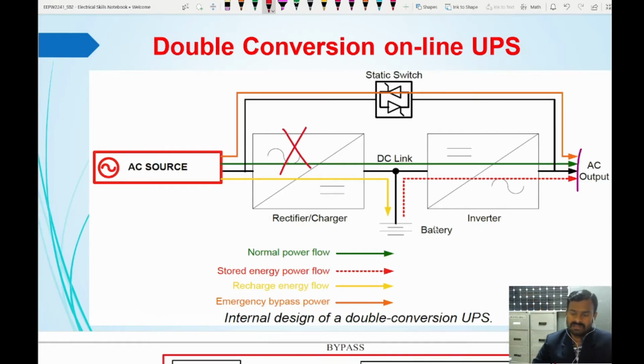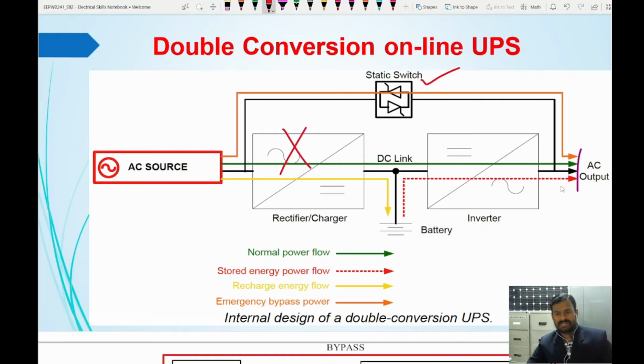In case of failure of the battery or any unstable condition, the static switch is going to be operated. So the total power from the AC source will be fed through the static switch to the load.